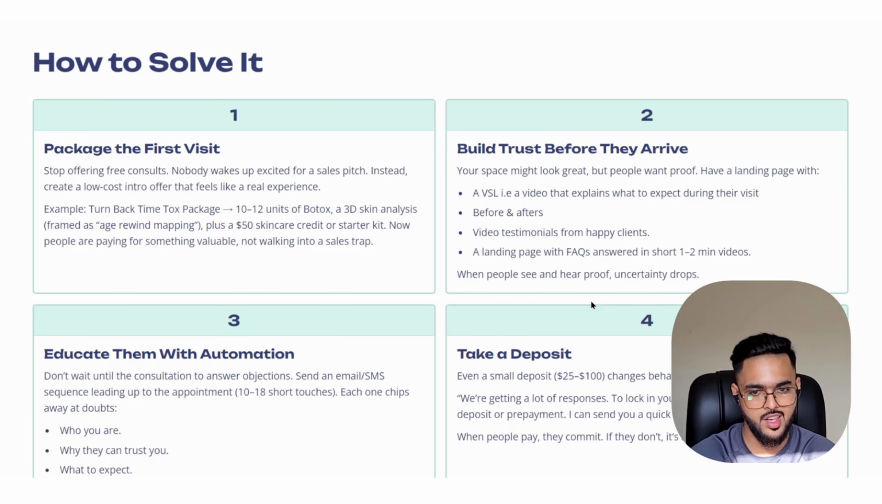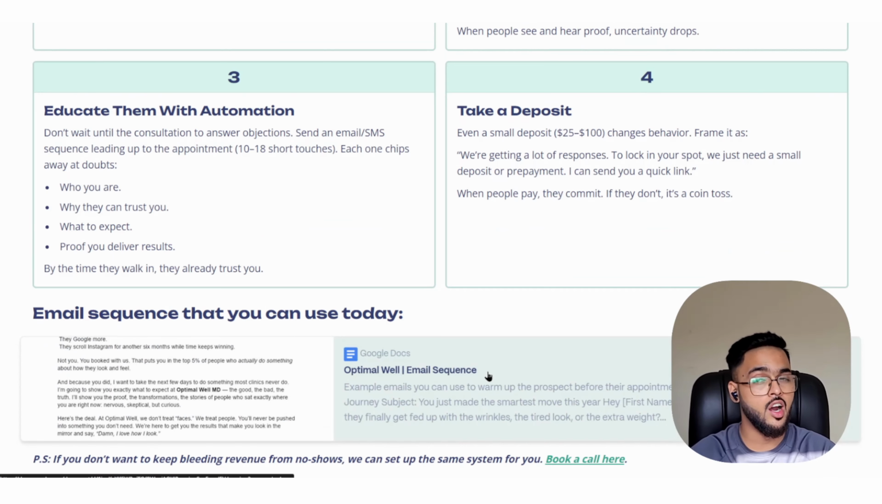And number four is skin in the game. This solves for their skin in the game, which is taking a deposit. Ideally, you would be taking a prepayment over the phone, saying something like, "We are getting a lot of responses to this offer. So to lock in your spot, we just need a small deposit or prepayment. And I can send you a quick link over the phone, or you can share your card details and I can take the payment from my end." Or if somebody is not willing to pay the full payment, you can even take a small deposit, 25 to $100, and they are going to show up.